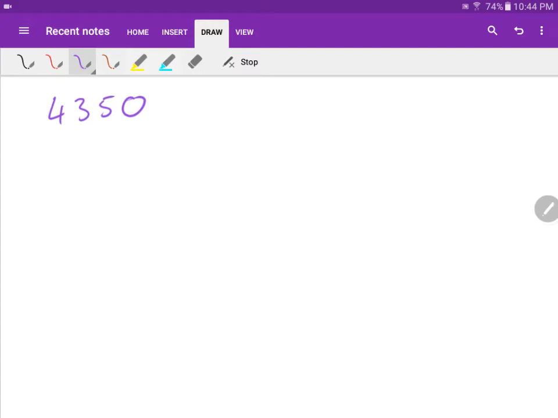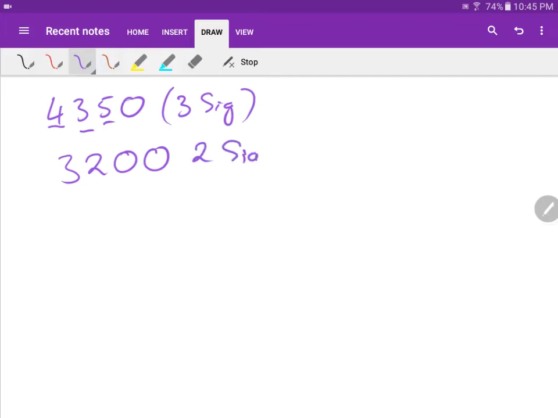3 significant figures. That's right. Because it's 0 at the end. That's rule number 1: a 0 at the end of a whole number doesn't count. So you go 1, 2, 3. So 3 significant figures. Okay. Next one. 3200. How many significant figures is this? 2. Yes, easy. 2 significant figures.